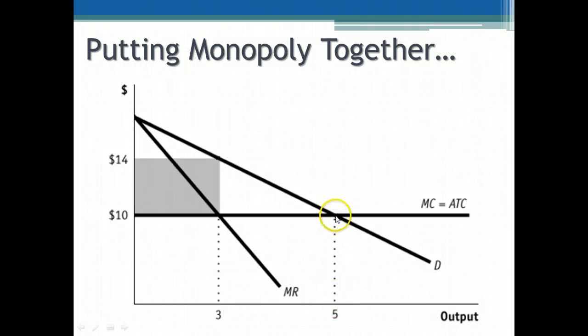And because marginal revenue equals marginal cost and price equals average total cost, then at this point there would be 0 economic profit.